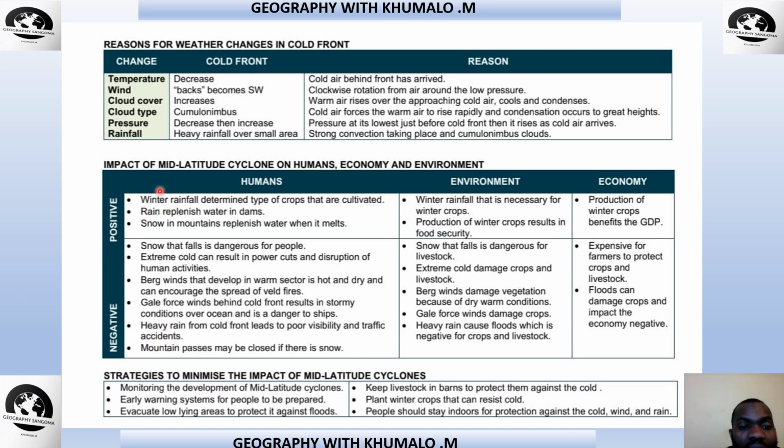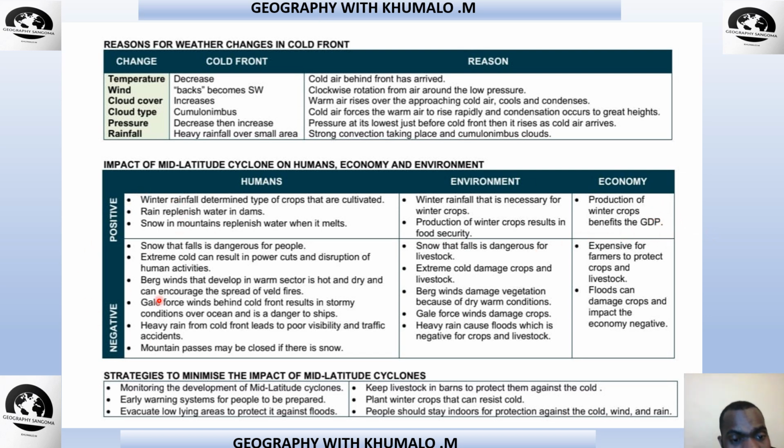The positives we look at in humans, we say winter rainfall determines the type of crops that are cultivated, the rain replenishes water in the dams, so we're going to have more water in the dams, and snow in the mountains replenishes water when it melts, so when snow melts we are also going to get water. What are the positives in the environment? Winter rainfall that is necessary for winter crops. The production of winter crops results in food security. Then when you look at the economy, the positive of the mid-latitude cyclone is that the production of winter crops will benefit the GDP. The country will make money.